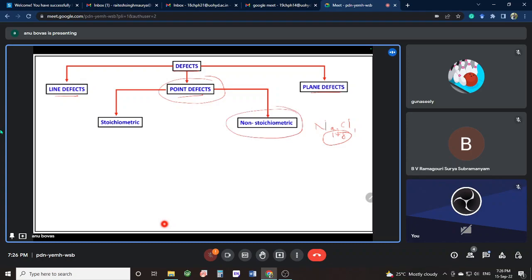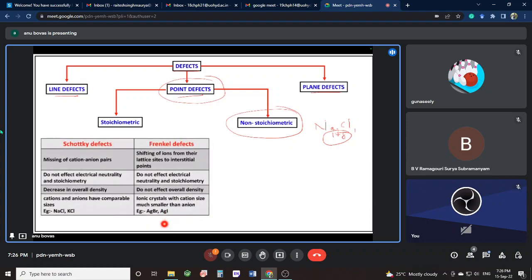Among the stoichiometric defects, there are two major types: Schottky defect and Frenkel defect. Many times questions are asked from these two defects. They'll give some general statements and ask whether these statements are correct or not, or which defect the statement follows, Schottky defect or Frenkel defect, like that.